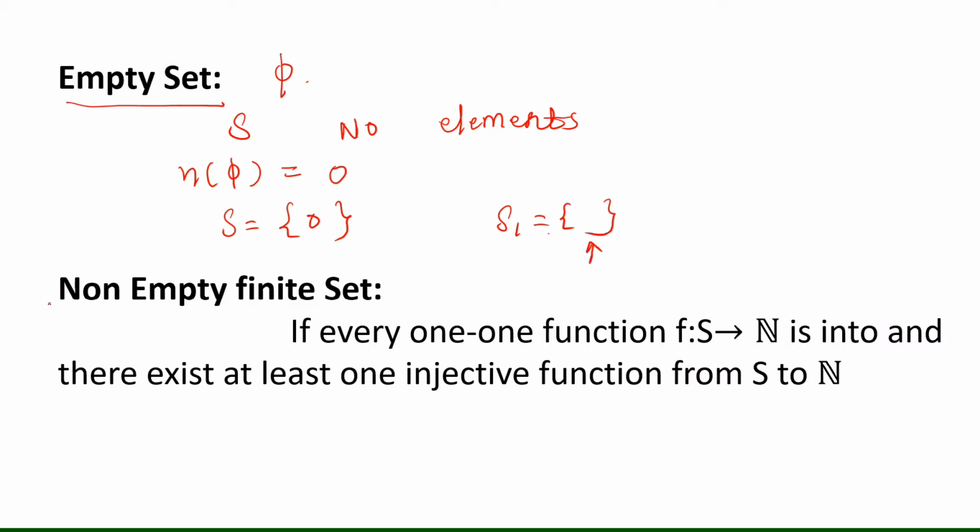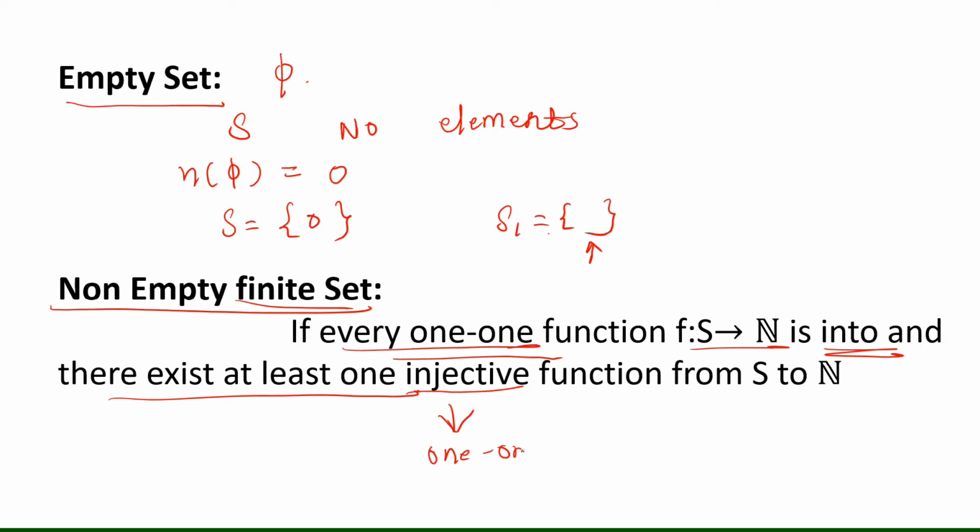Now, let's see what is a non-empty finite set. So, as the name suggests, a set which contains finite elements is called a non-empty finite set. So, let us see in a mathematical way. A set S is said to be a non-empty finite set if every one-one function f from S to N is into and there exists at least one injective function. Injective is another name for a one-one function from S to N. Now, here are two new definitions, one-one and into. So, let us see in detail.